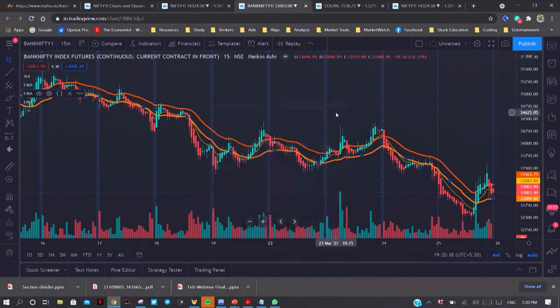If you see, we have a band that has got created. So the rationale behind it is that the 21 EMA high takes into account the 21 period high, so that becomes the resistance. Then you have the 21 period low, that becomes a support.